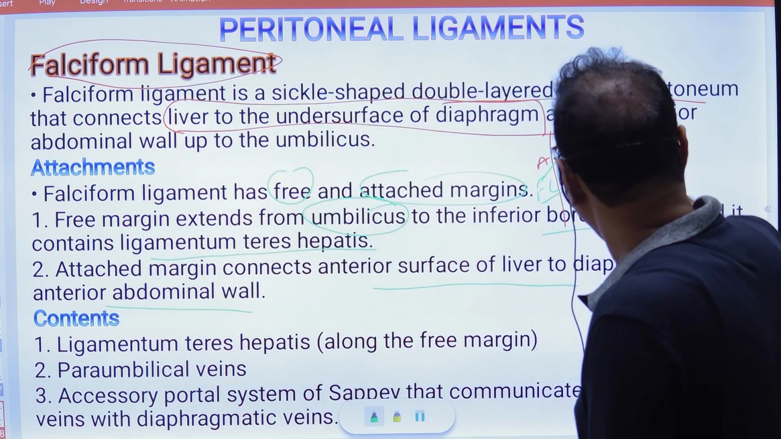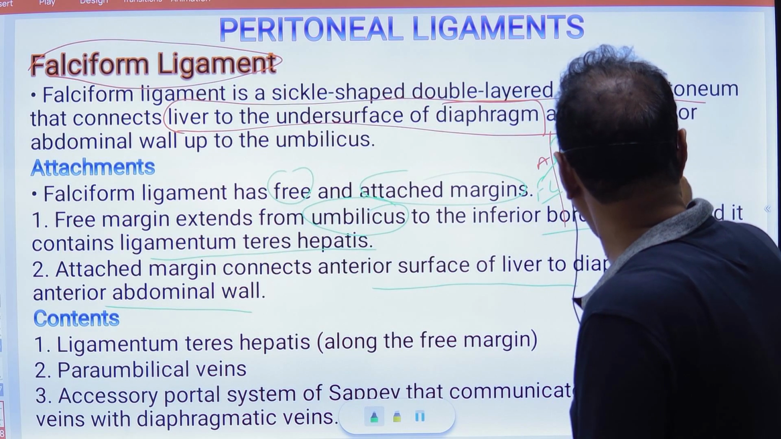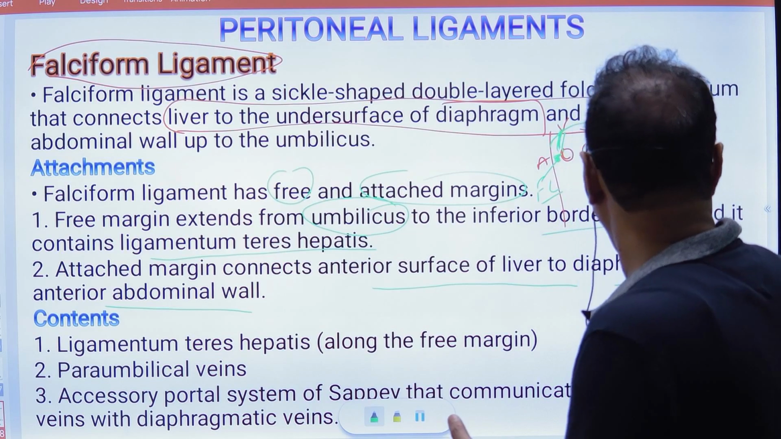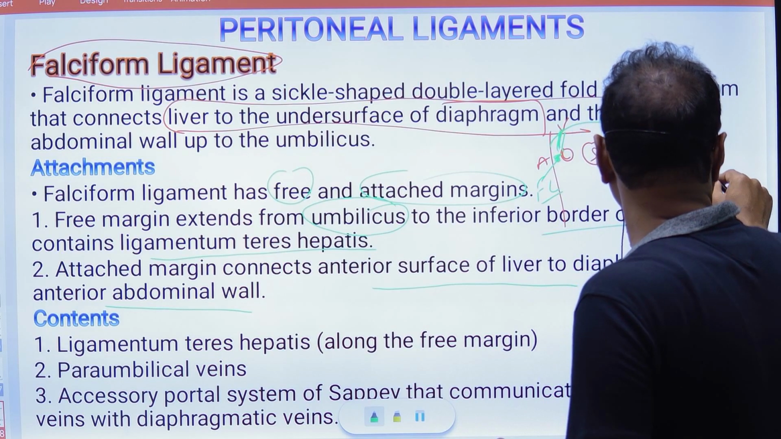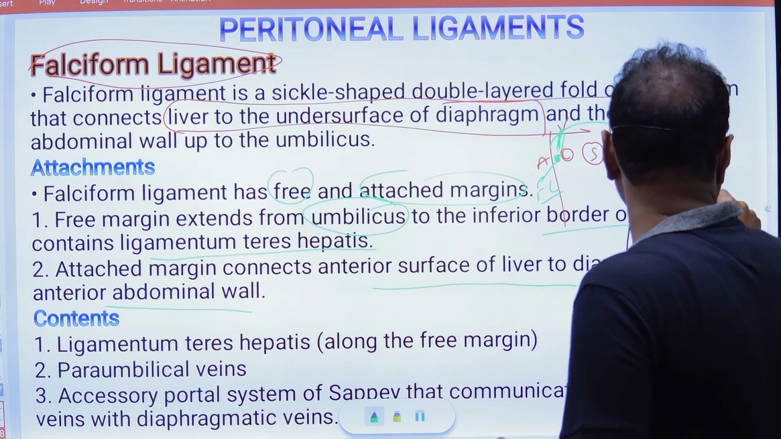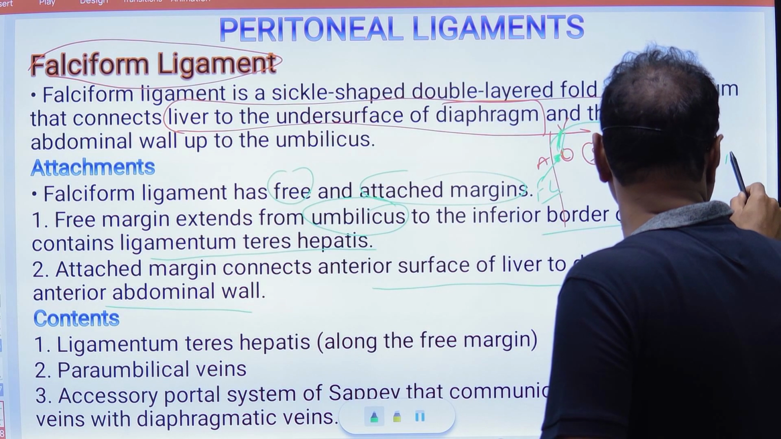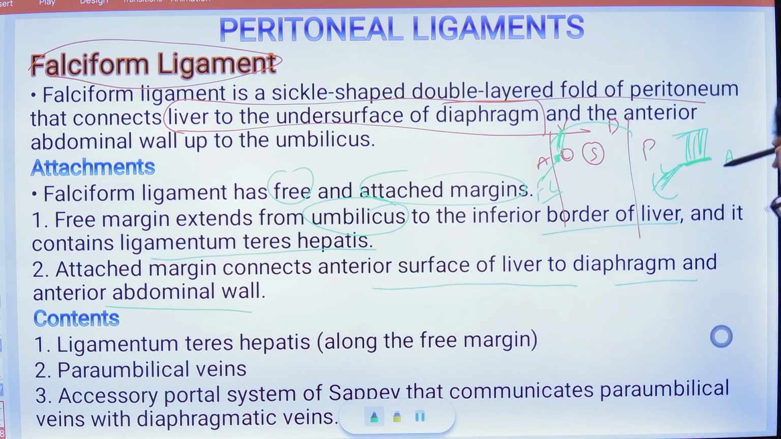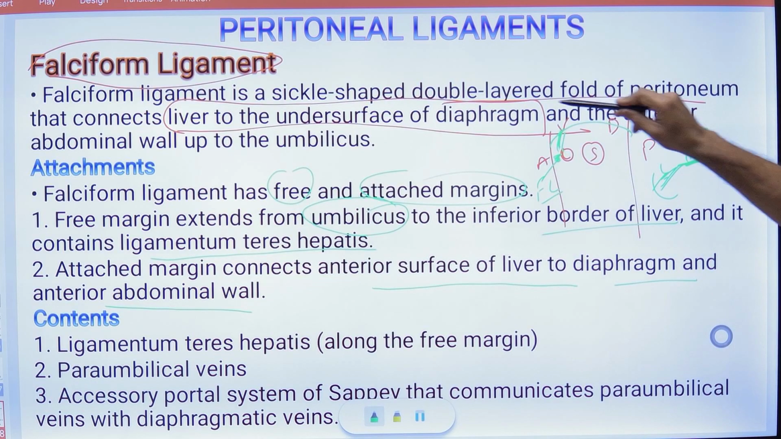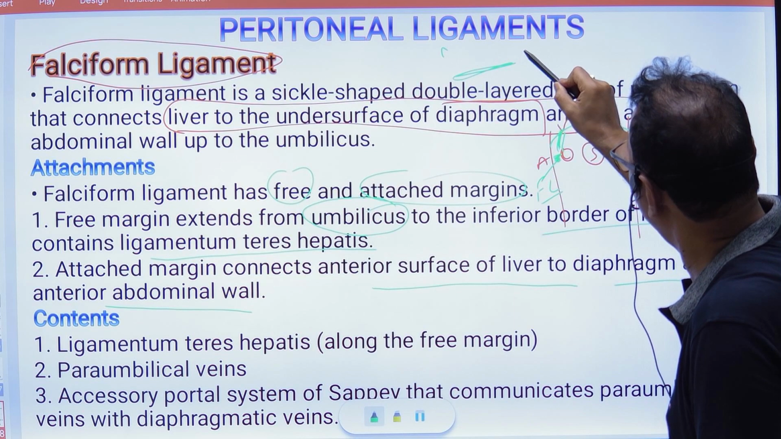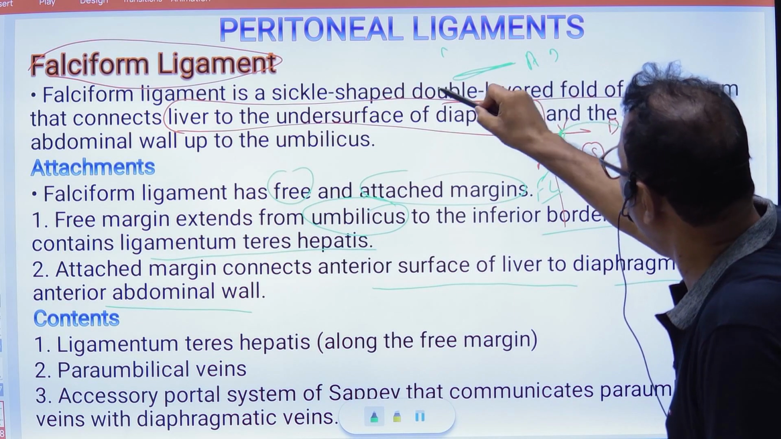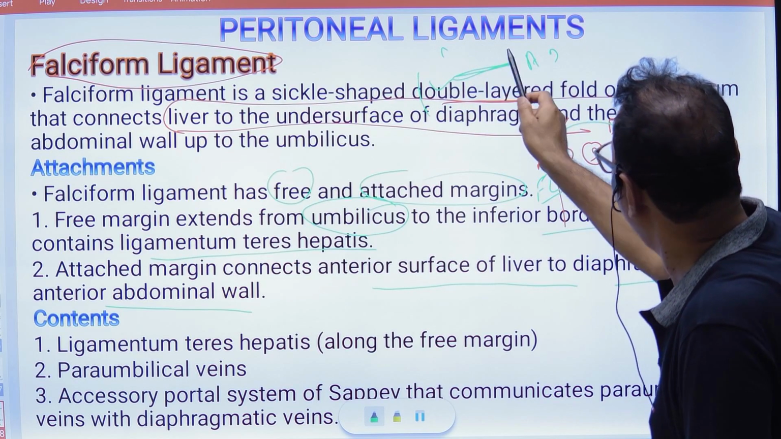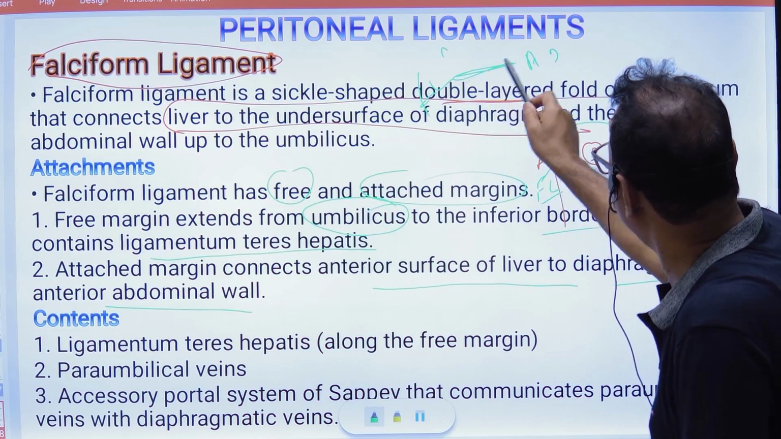So this will connect the liver to the diaphragm, and the liver to the anterior abdominal wall. The attached margin attaches to the liver, the anterior abdominal wall, and of course the diaphragm. You have the anterior abdominal wall, the liver over here, and the diaphragm also over here. So it will connect all these structures like this.